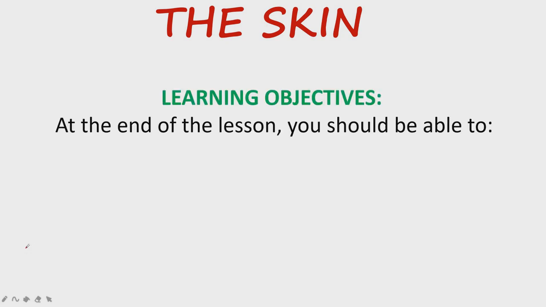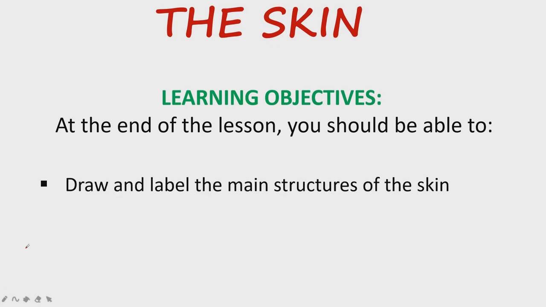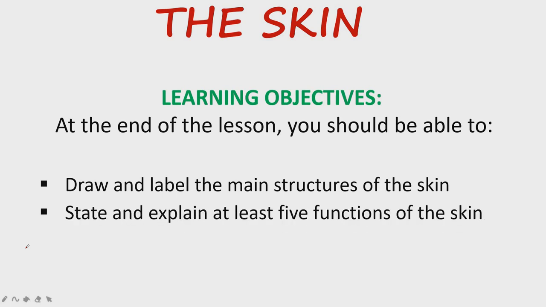This week in our biology class, we'll be looking at the topic, the skin. Looking at the skin as a homeostatic organ, we have the following learning objectives. At the end of this lesson, you should be able to draw and label the main structures of the skin. You will also state and explain at least 5 functions of the skin. Make sure that at the end of this lesson, you'll be able to achieve this stated objective.